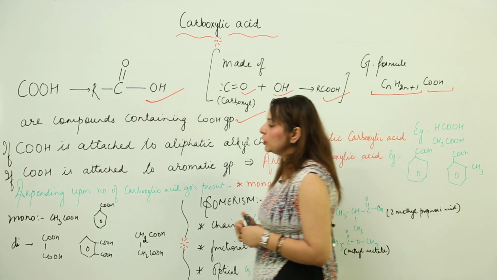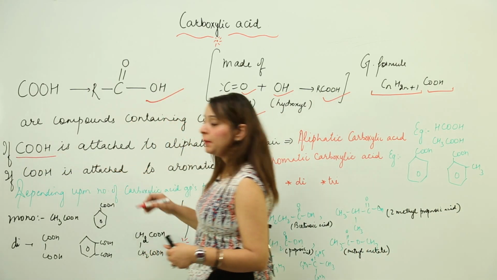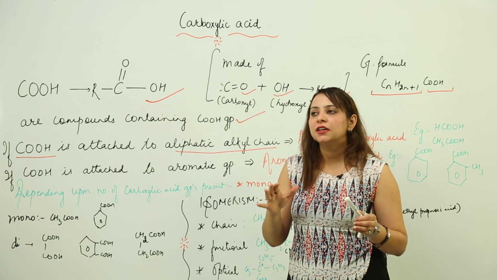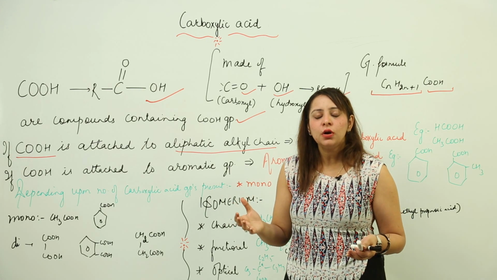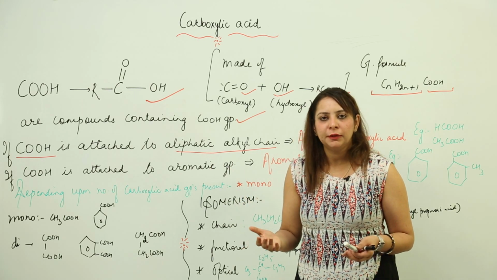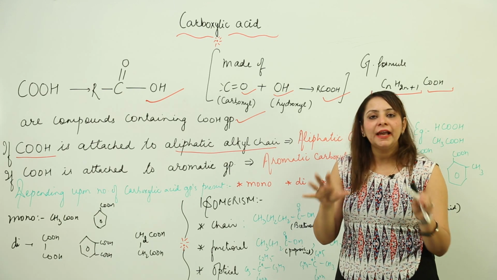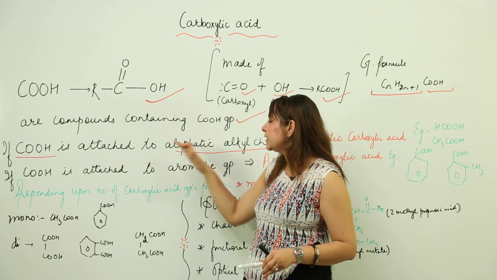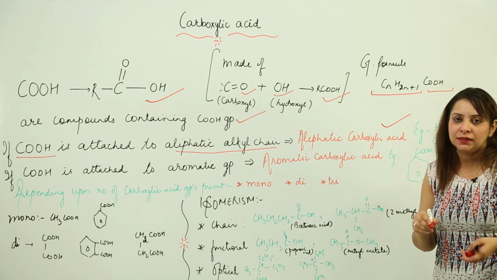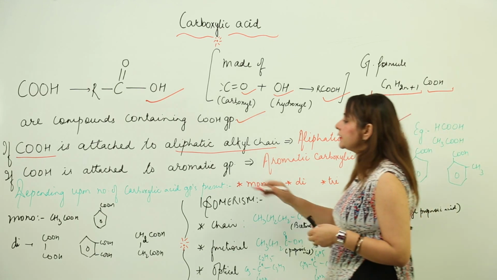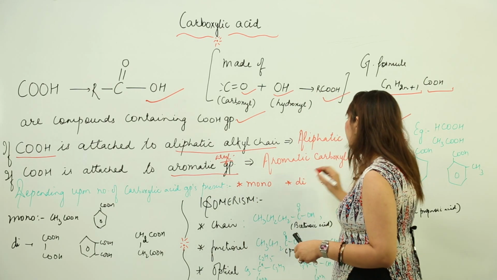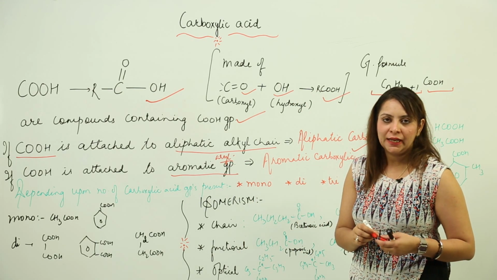So we have seen that carboxylic acid may be attached to an aliphatic alkyl chain. An aliphatic alkyl chain is a straight chain, meaning there is no ring present. The chain can be branched also, but still the carbons are linked by single bonds, or maybe double or triple bonds may be present, but there is no ring-like structure. So when carboxylic acid is attached to the aliphatic alkyl chain, that compound is called an aliphatic carboxylic acid. And when carboxylic acid is attached to an aryl group, it becomes a member of aromatic carboxylic acid compounds.